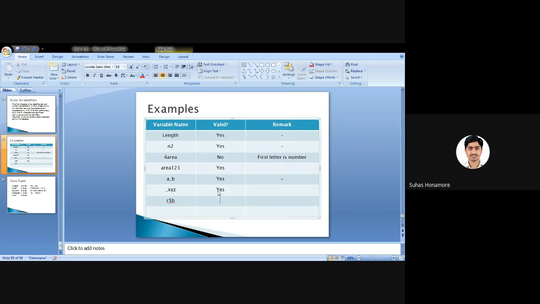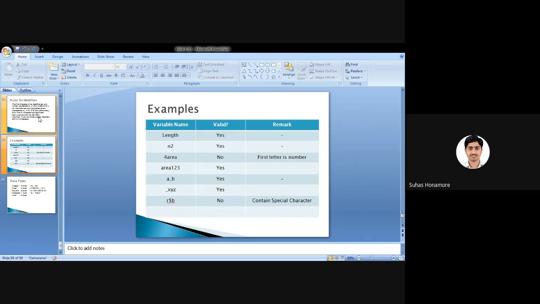Okay, so what about this one? Invalid. Because it contains special characters. Correct, it contains a special character, so that's why I will say invalid. Like that, whatever comes, you should be able to identify whether it's a valid one or an invalid one.